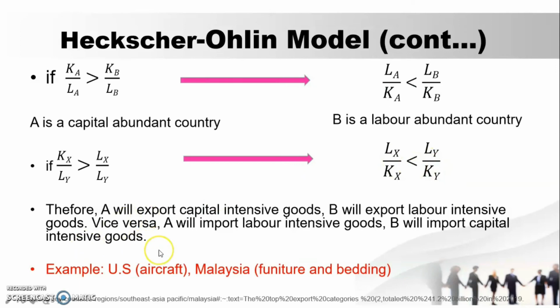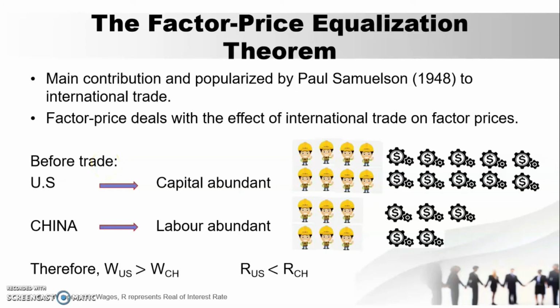For example, here we put aircraft as the example of a capital-intensive good, as it needs more capital to produce. Meanwhile, furniture and bedding is the example of a labor-intensive good, which needs more labor power to produce rather than capital. Next, we go through the factor price equalization theorem.